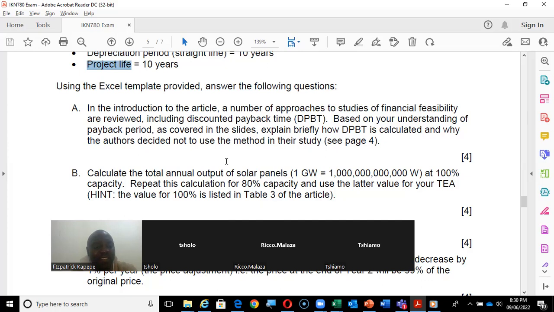The problem with this discounted payback period is that it's like you are just coming up with your net present value. Basically, that is what you're doing. So if you get a negative NPV, then it means that even your payback period will be negative.